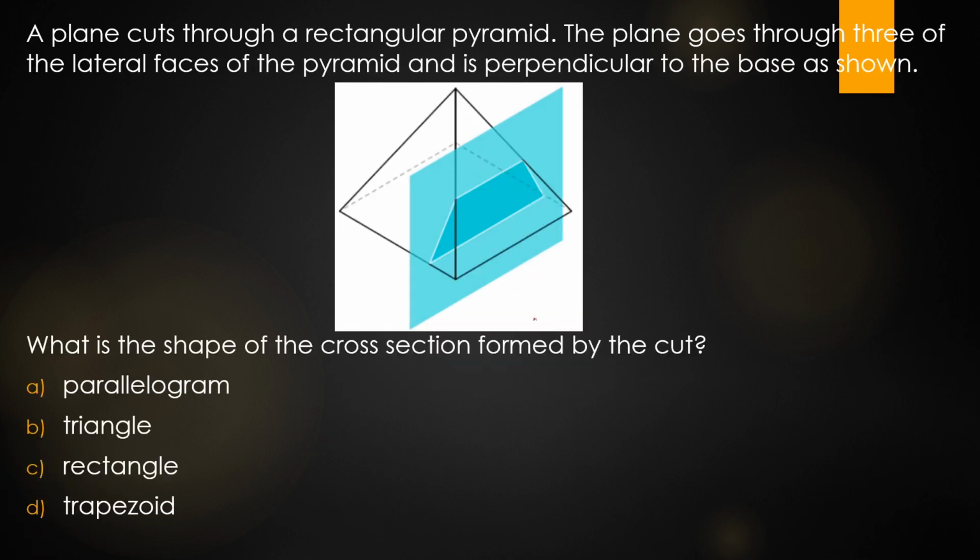All right, next one. So again, we have a cross section with the pyramid, and we want to know what's the shape formed by the cut. So again, we can see it here. It's a bit darker. And if I look at it, that looks like a trapezoid. So a trapezoid is the shape that is formed by this cross section.